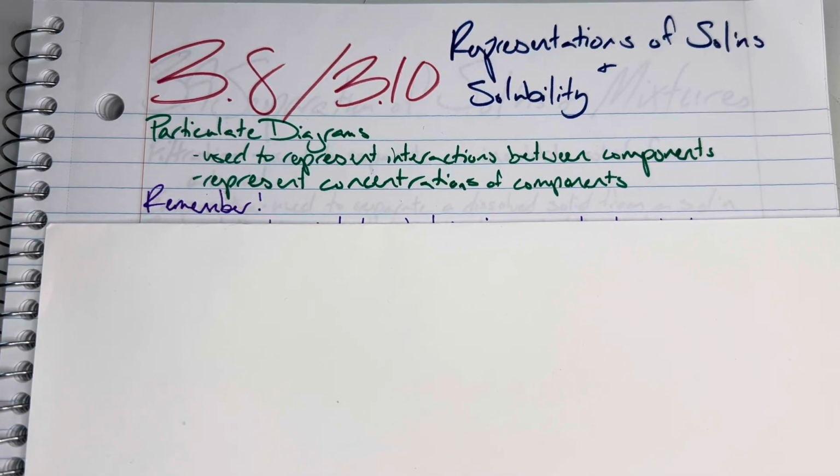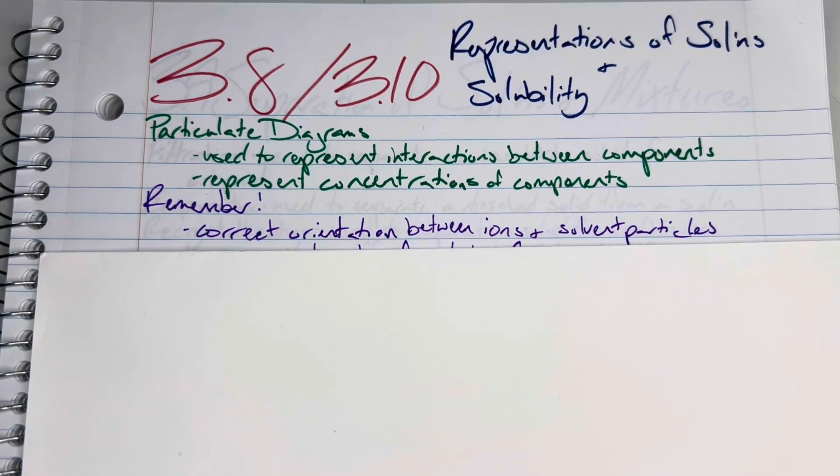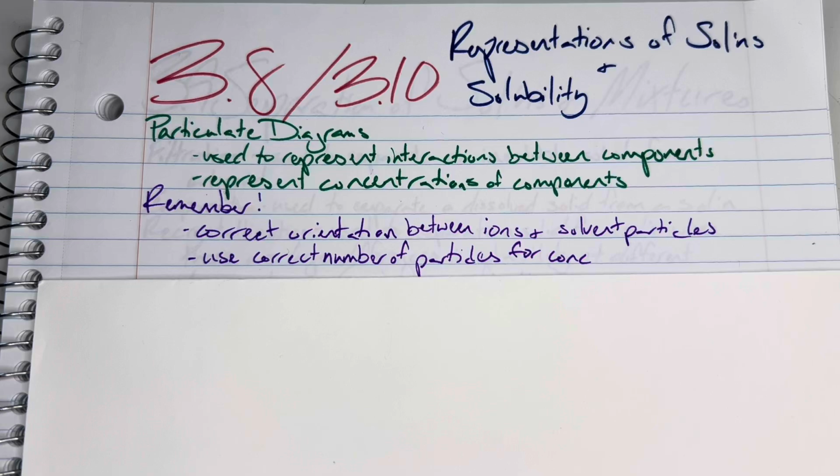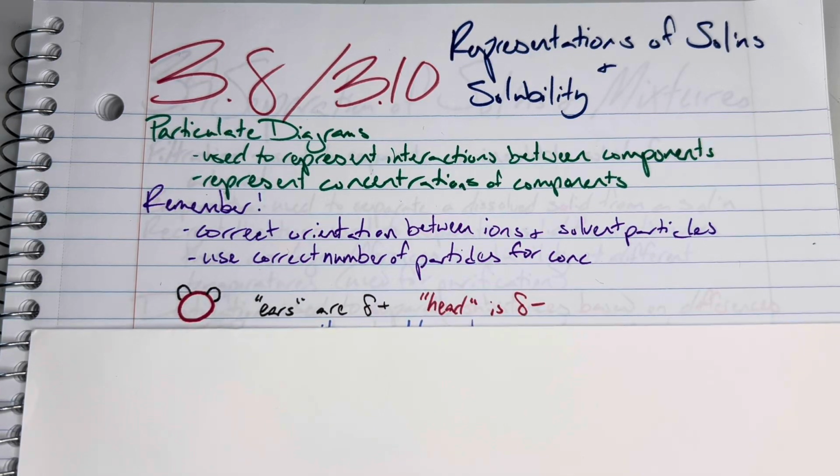As a reminder for any particulate diagrams, make sure that you have the correct orientation in between your ions and your solvent particles. Typically your solvent's going to be water, so making sure that your water is oriented appropriately toward or away from your ion is going to be very important. And make sure that you use your correct number of particles relative to the concentration.